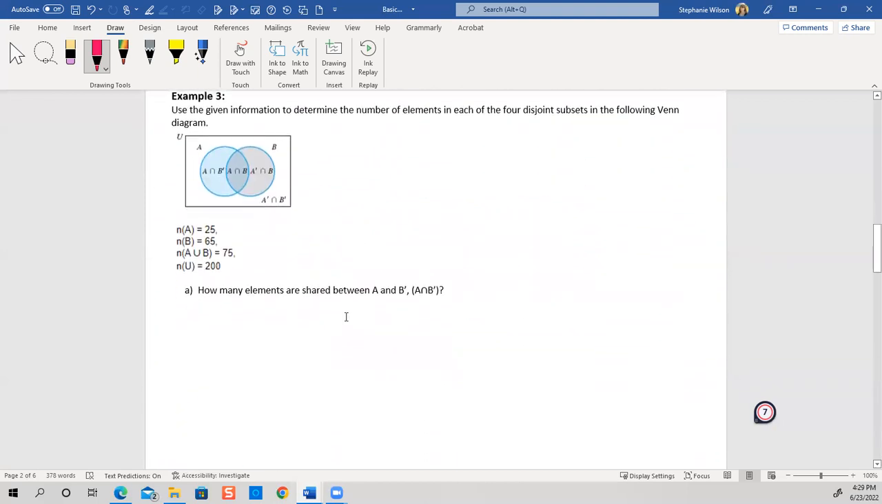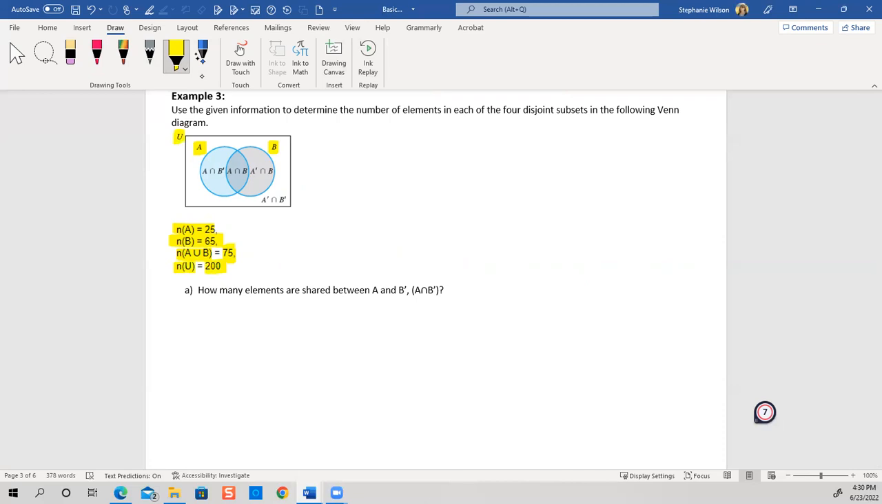Example 3 says, use the given information to determine the number of elements in each of the 4 disjoint subsets in the following Venn diagram. Okay, so we are already given this here. It says that A is 25, B is 65, A union B is 75, and then the whole entire total is 200.